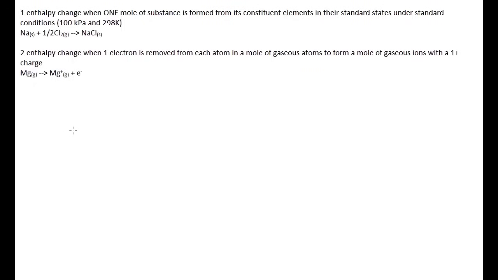The way to write that then, you've got an option of Mg. You must have state symbols here. The electron doesn't need a state symbol, but the species that you start with and end with must have state symbols, both G's. So we've got magnesium, Mg, gas. We can either have minus electron, goes to Mg plus gas, or we could have Mg gas goes to Mg plus gas plus electron.